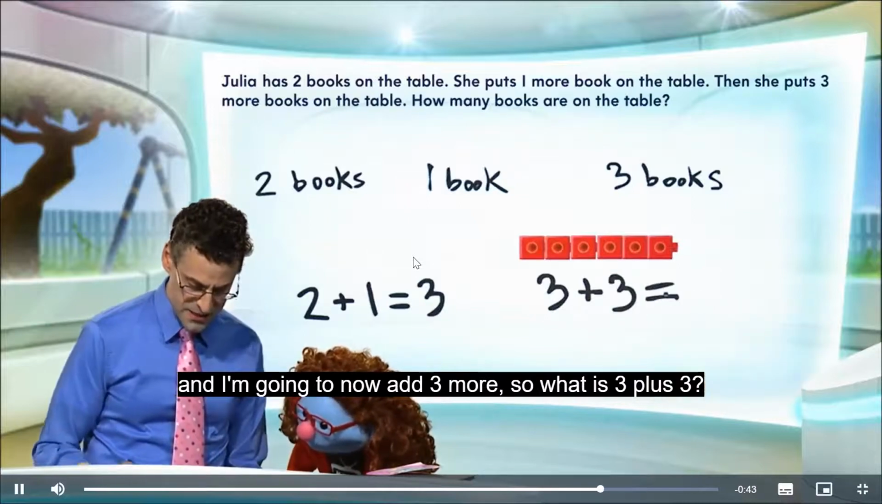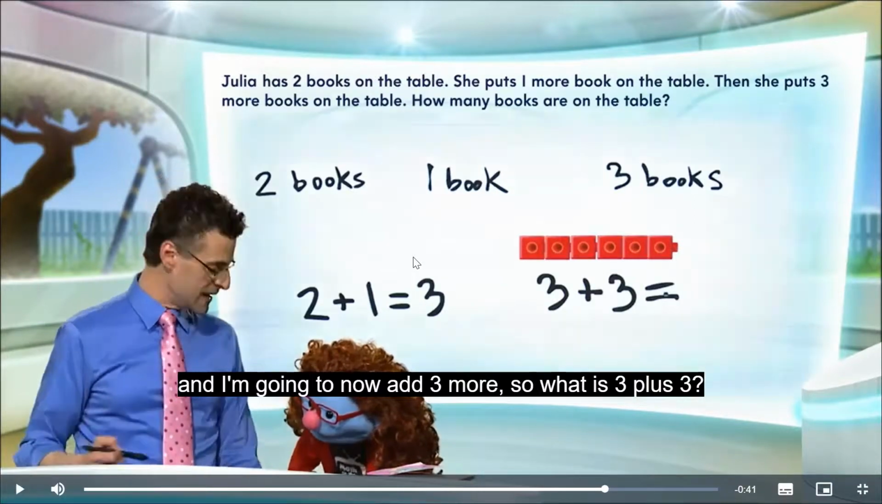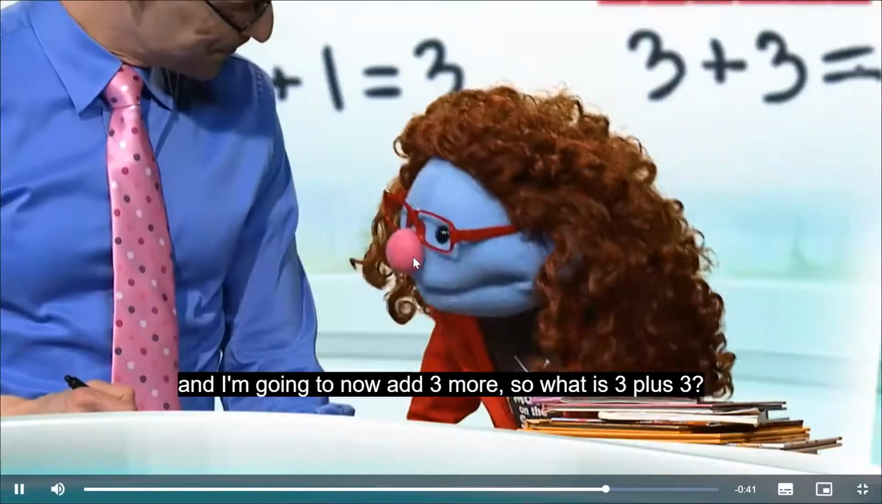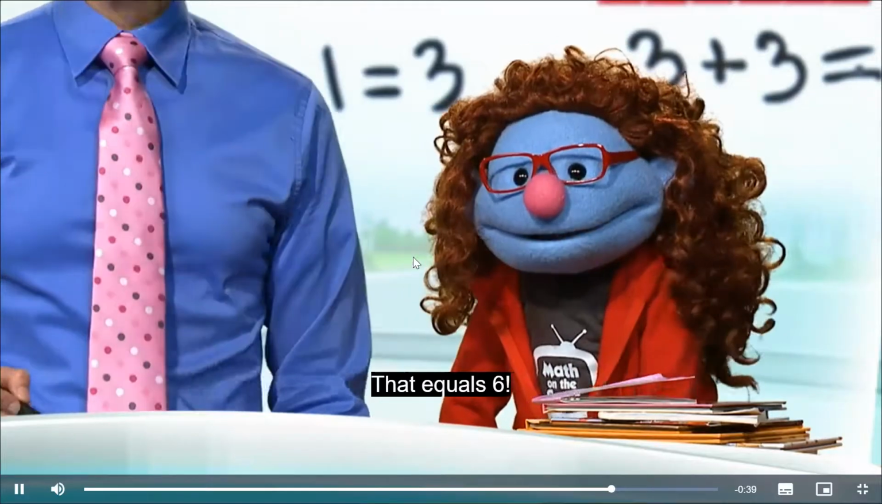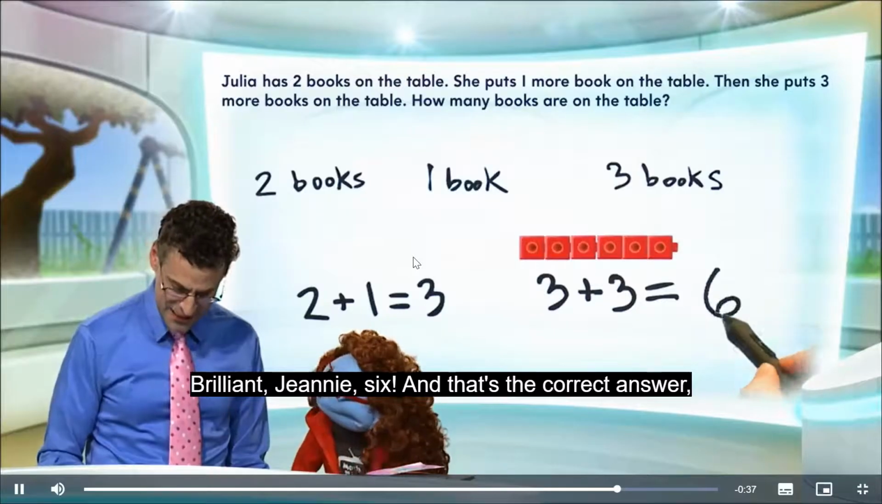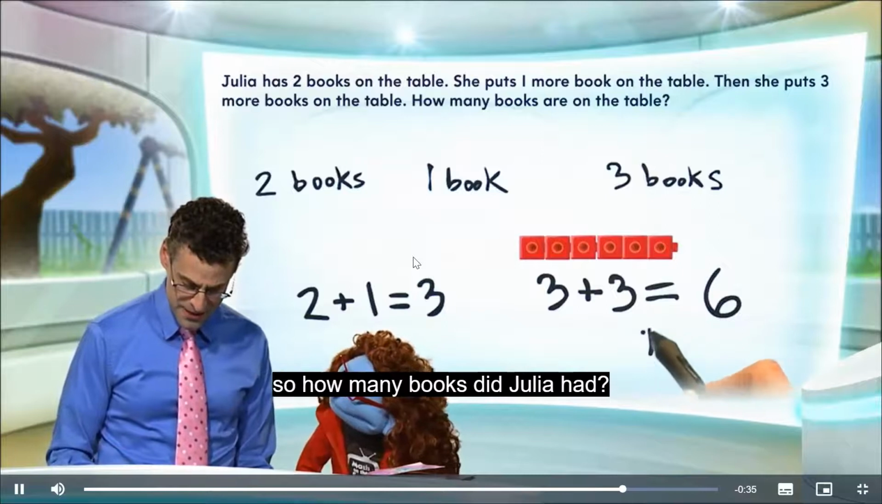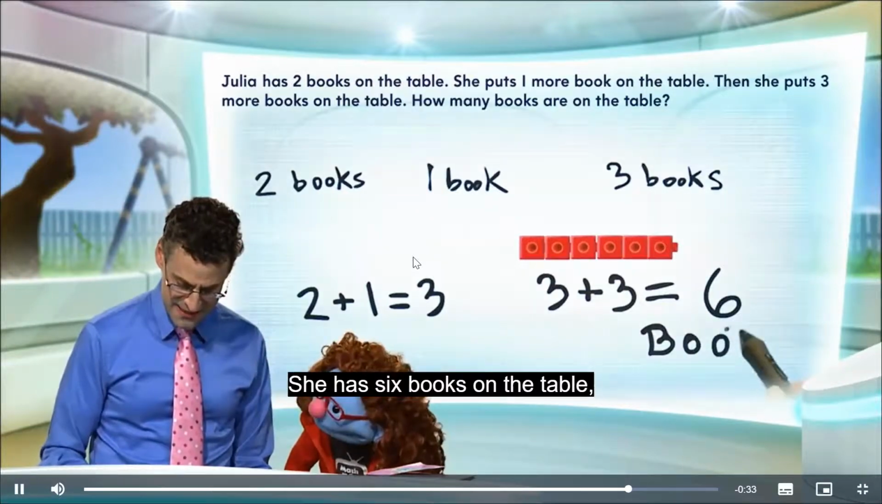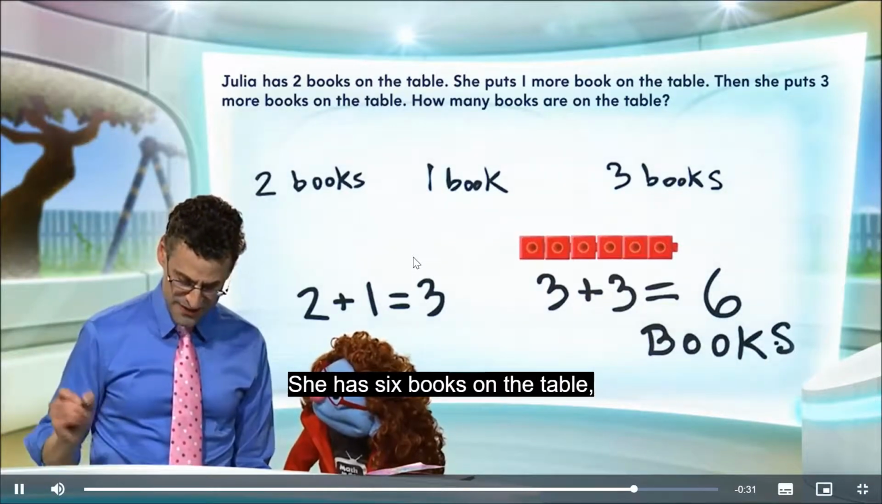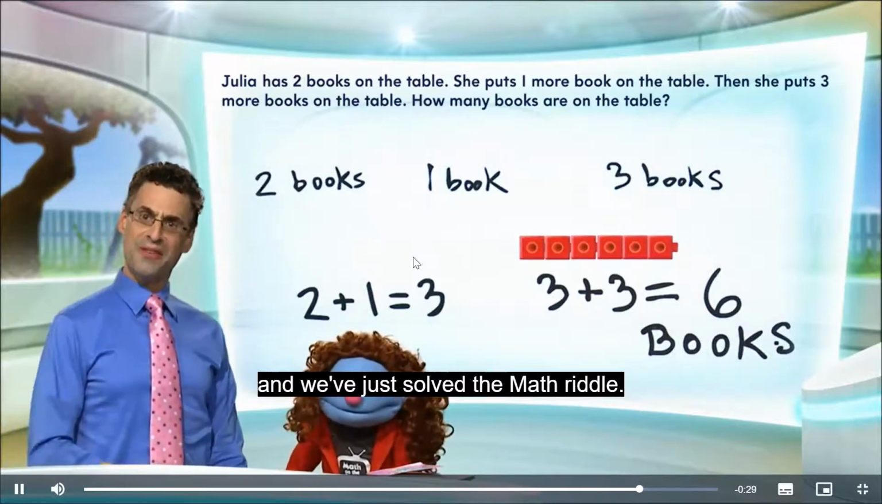And so what is 3 plus 3? Can you answer it before they do? What's 3 plus 3? Good job, boys and girls. That equals 6. Brilliant, Jeannie. 6, and that's the correct answer. So how many books did Julia have? She has 6 books on the table. And we've just solved the math riddle.